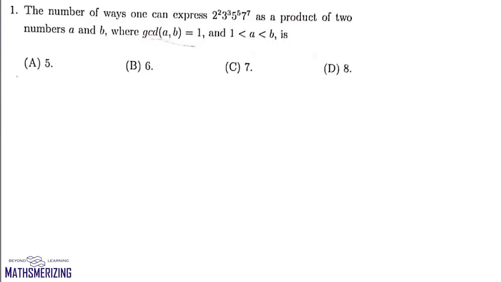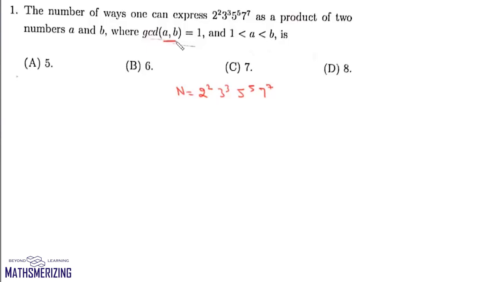Today we'll discuss ISI's B-Stat B-Math 2021 UGP paper, and the first question is, we are given a number which is 2 square, 3 cube, 5 to the power 5 and 7 to the power 7, and we have to find the number of ways in which it can be expressed as a product of two numbers A and B, where GCD of A, B is 1, where A and B are both greater than 1 and A is less than B.